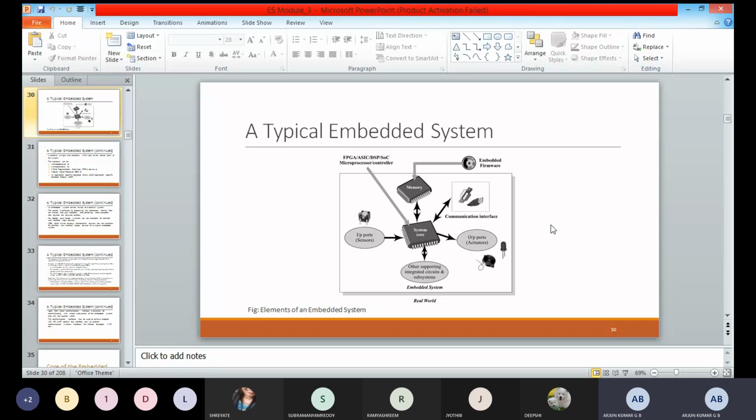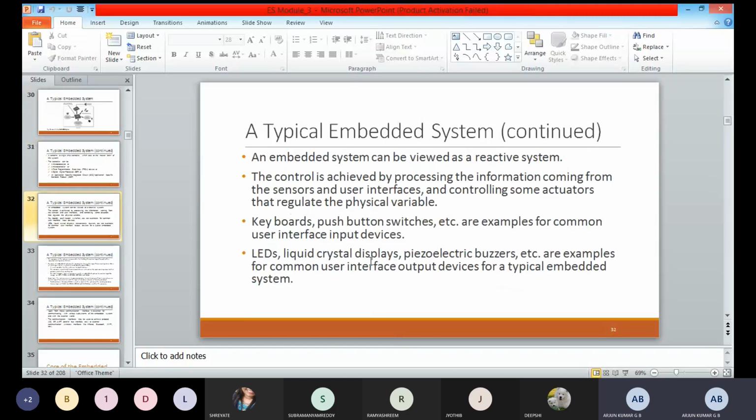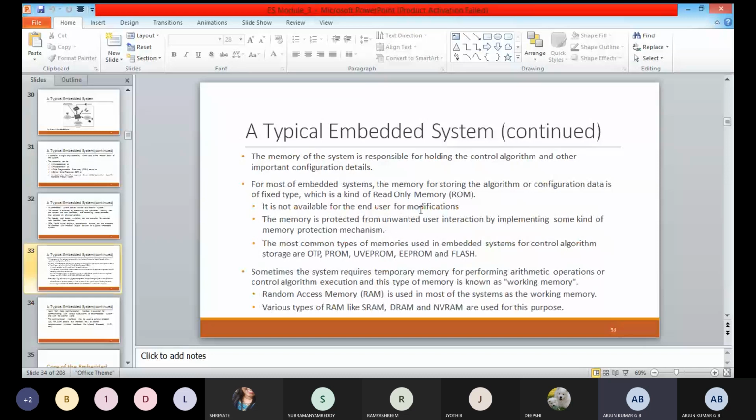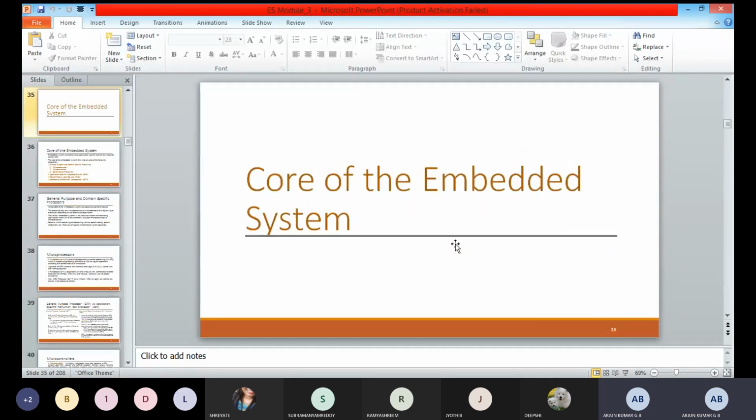This is the overall design of the standard embedded system. It contains all these things: controllers, input and output control, input and output variables, communication, and also memory. Then next we will move on to the core of the embedded system.